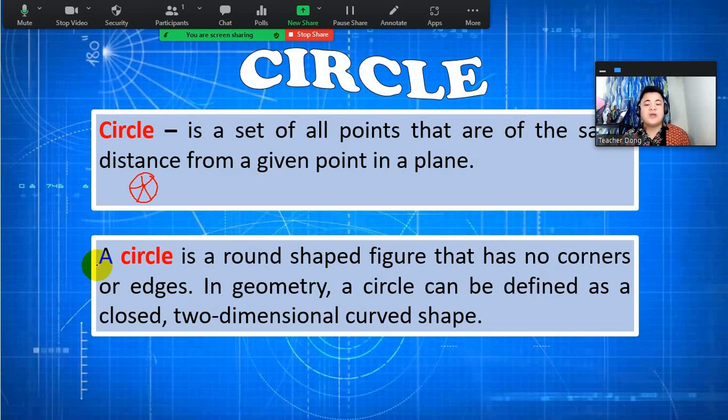And a circle is a round-shaped figure that has no corners or edges. So it means that it doesn't have any sides and vertices. Now, in geometry, a circle can be defined as a closed two-dimensional curve shape. So it means that it has no opening or cut.